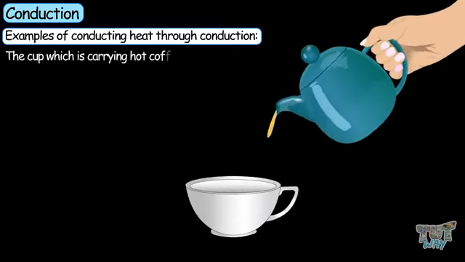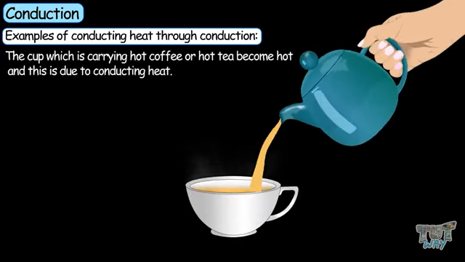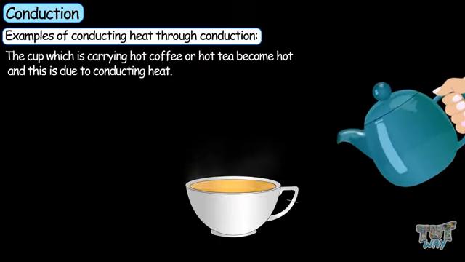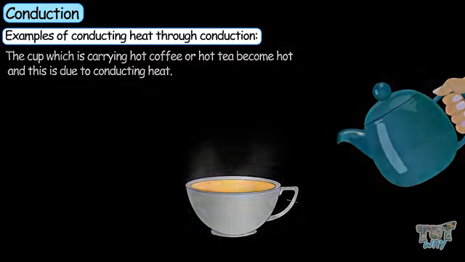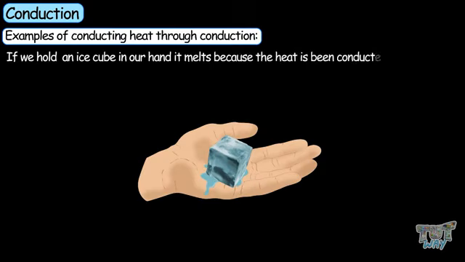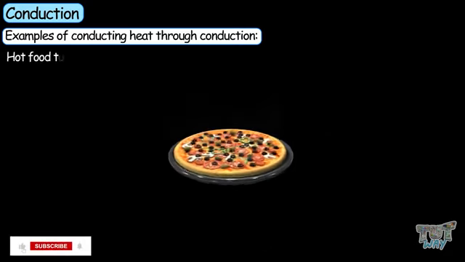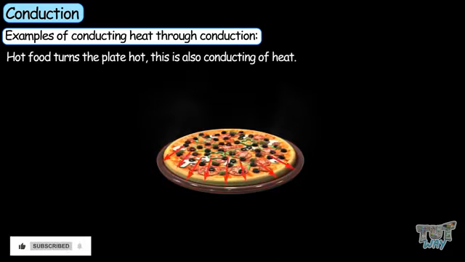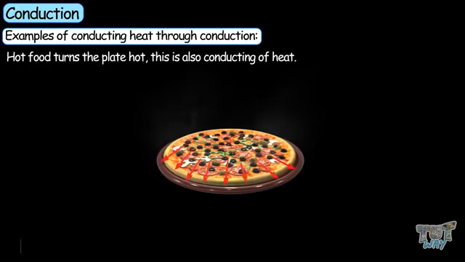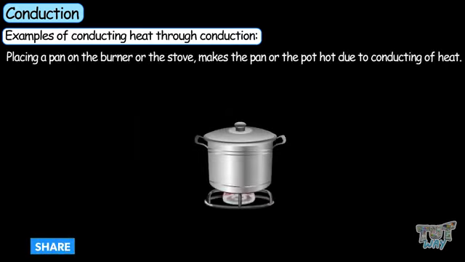The cup, which is carrying hot coffee or hot tea, becomes hot, and this is due to conducting heat. If we hold an ice cube in our hand, it melts because the heat is being conducted from our hand to the ice cube. Hot food turns the plate hot. This is also conducting of heat. Placing a pan on the burner or stove makes the pan or the pot hot due to conducting of heat.